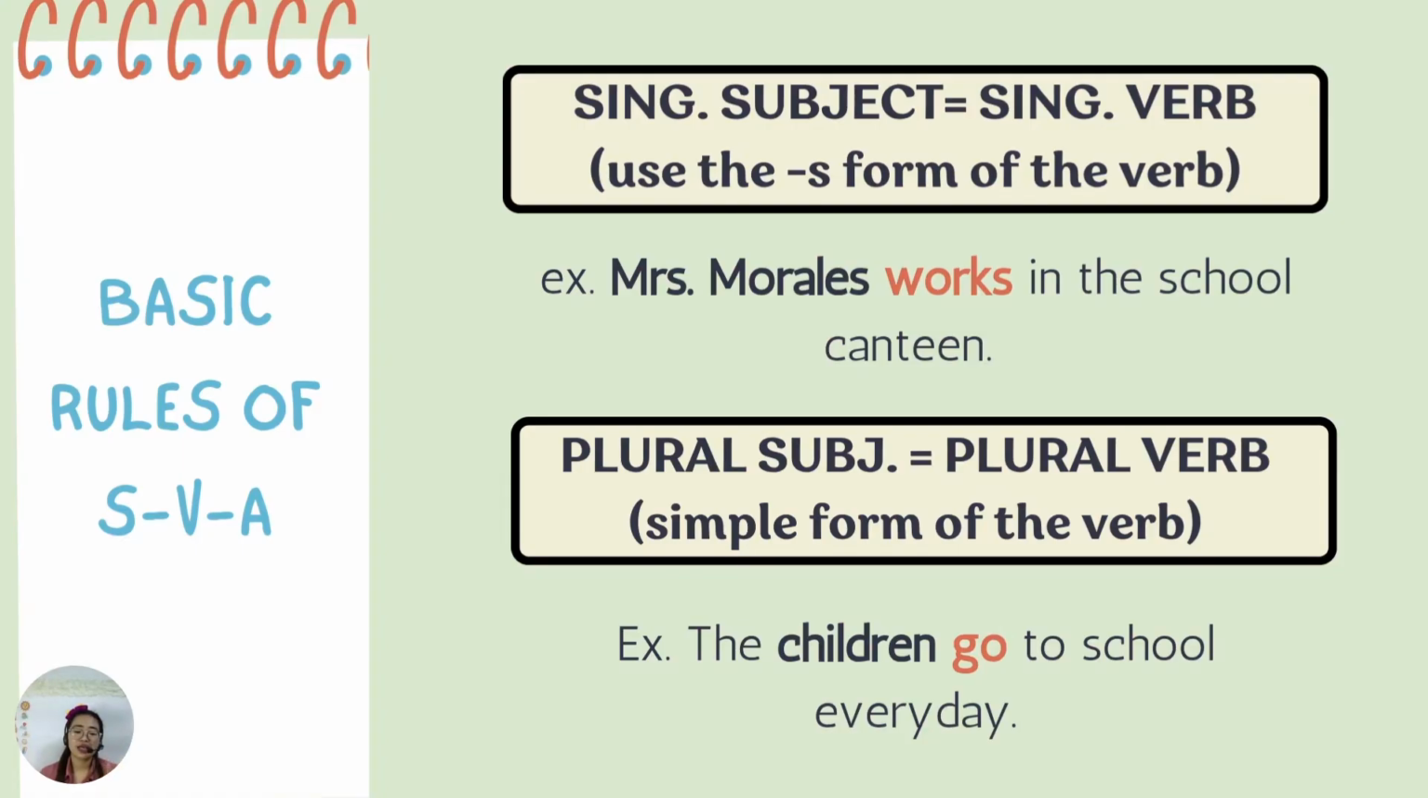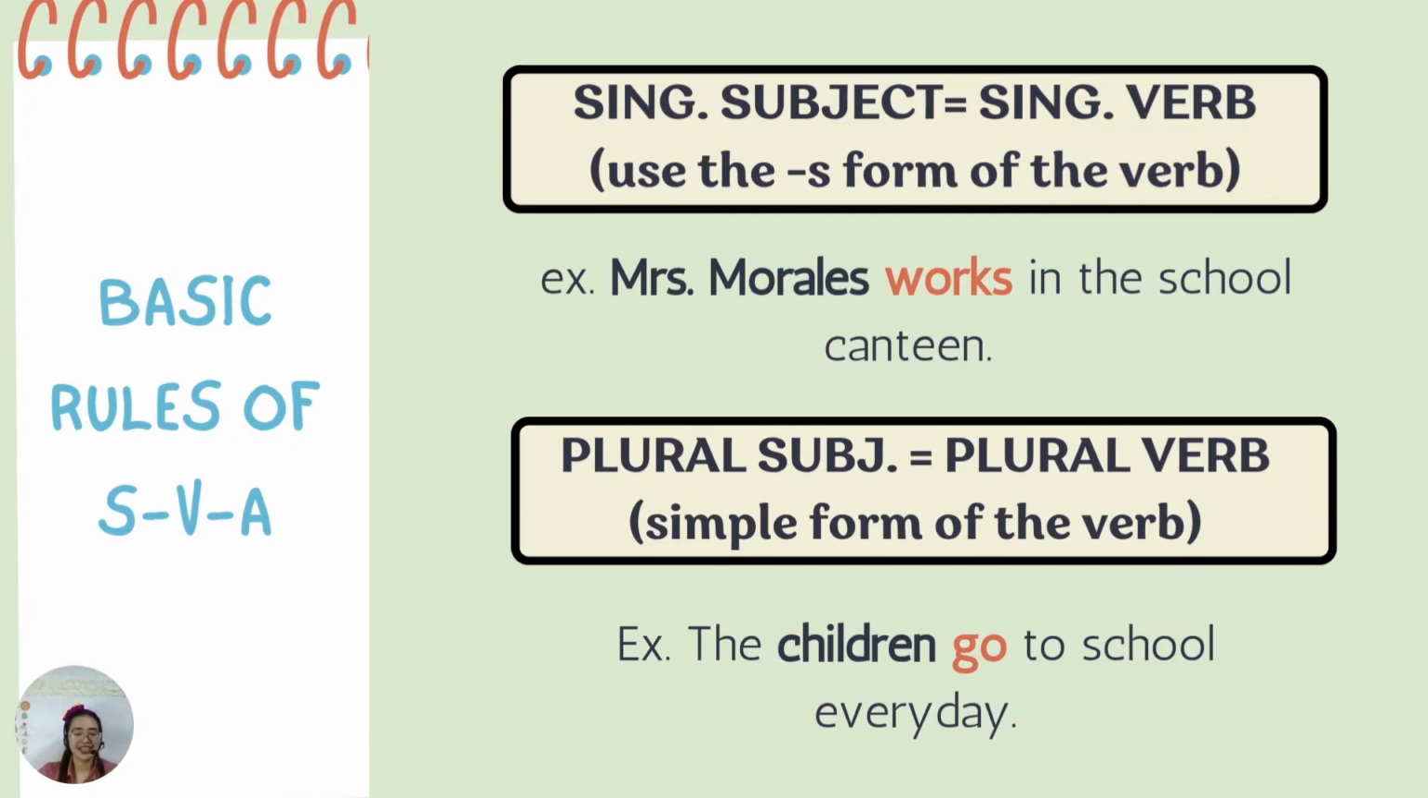We can say, the vendors work in the school canteen. Vendors is our subject, that is already plural, so we will use the plural verb without S. Okay, plural subject equals plural verb. For example, the children go to school every day. So that's what I mentioned earlier. Children is two or more children, so we will use go instead of goes.